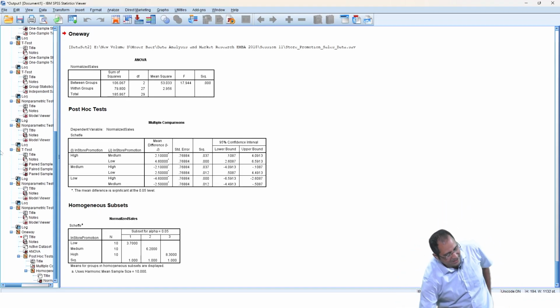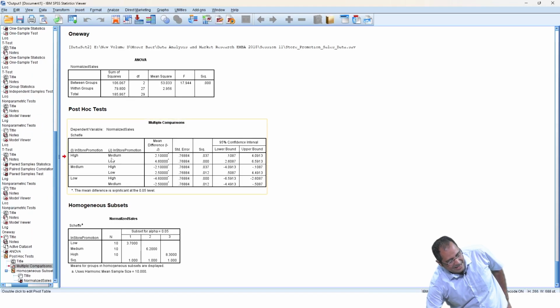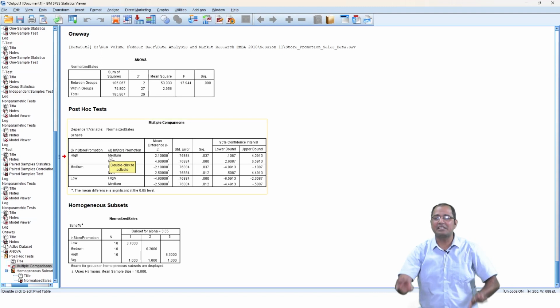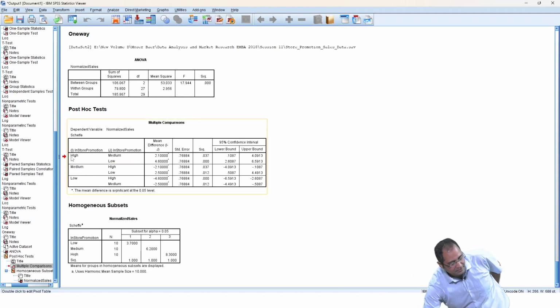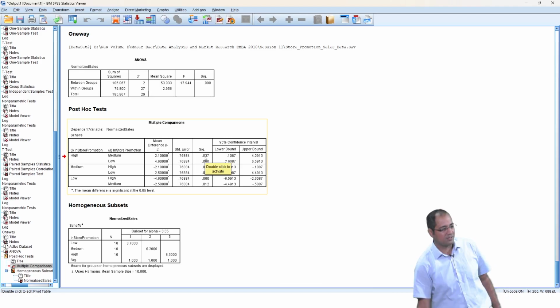In post hoc, you see three rows: high, medium and low. How to read this? For high in-store promotion, high and mid. So it is doing an independent sample t-test now. Between high and medium, high in-store promotion is coded as 3, and medium is coded as 2. The mean difference is 2.11. Significance is 0.037. This is an independent sample t-test. Looking at these two groups, high and medium, there is a positive mean difference of 2.1 and significance 0.037, which means what? You tell me.